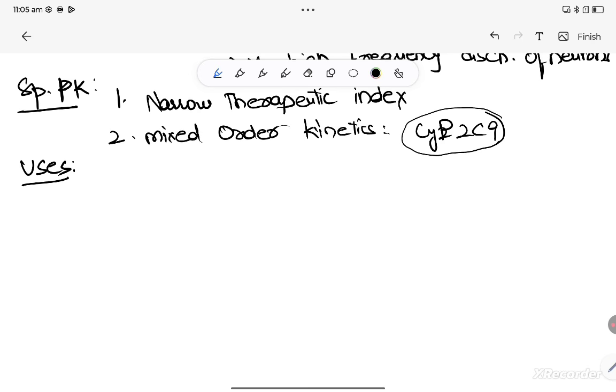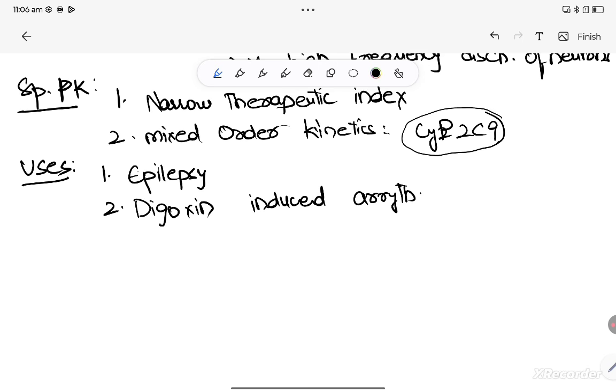Now, let us talk about uses. One most important use of phenytoin is obviously epilepsies, be it focal epilepsy, be it GTCS, whatnot. For everything, phenytoin is used. Then, because of its membrane stabilizing property, phenytoin can also be used in digoxin-induced arrhythmias. As well as an add-on drug, we can use it in trigeminal neuralgia.